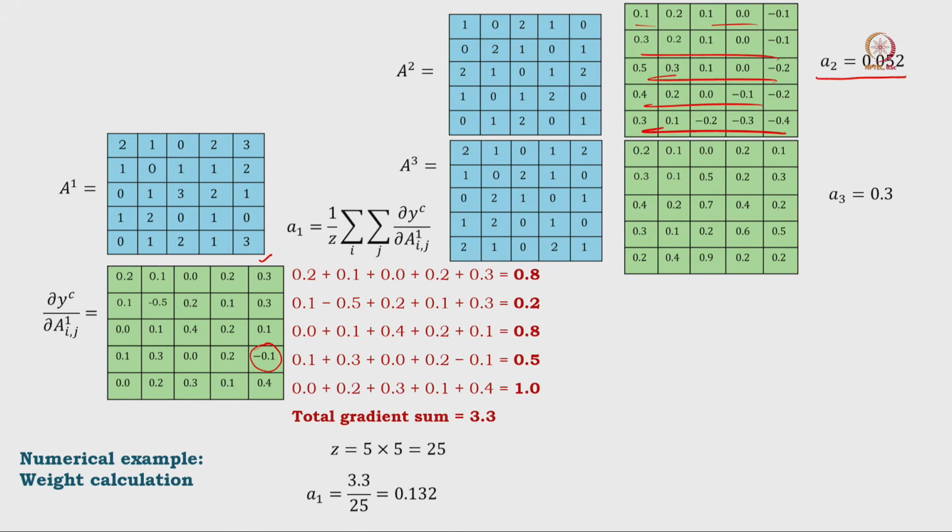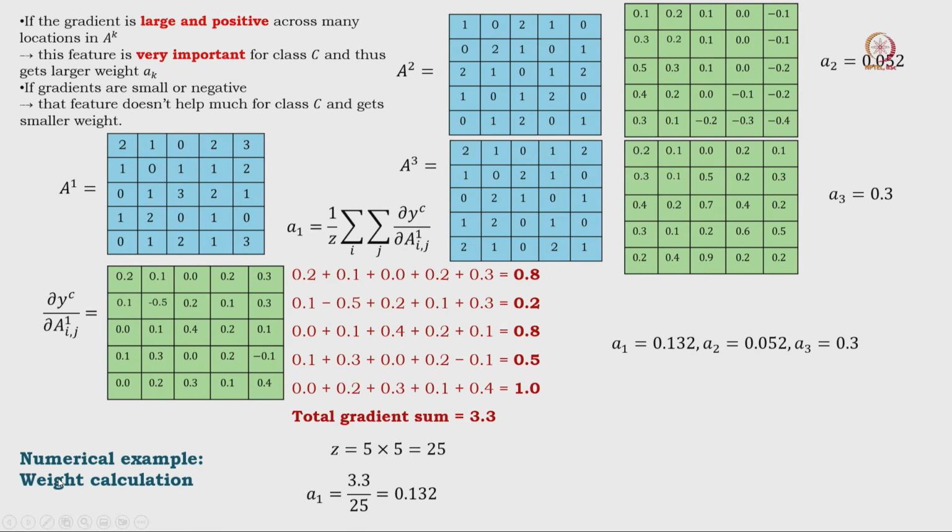Then take the third feature map. If you look into the third feature map, all of the values present here are positive, and therefore, when you compute the weight, you get the larger weight. That is what we have seen: if the gradients are large and positive, that particular feature is important and it is going to get the larger weight.